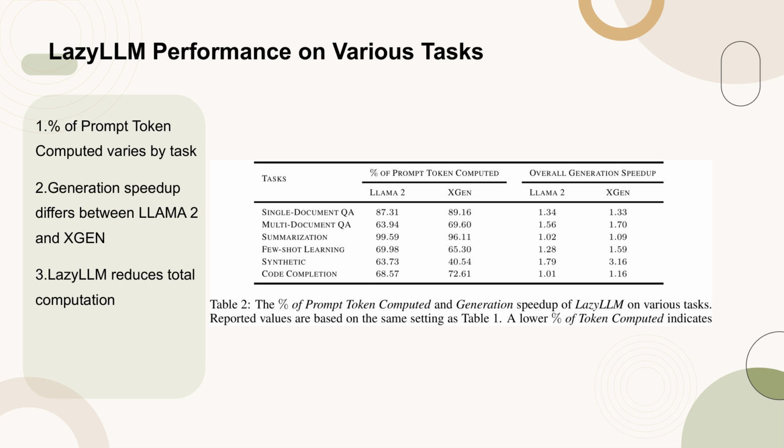Table 2 presents the percent of prompt token computed and generation speedup of LazyLLM across various tasks. The percent of prompt token computed shows variability across tasks, indicating that LazyLLM does not always utilize all tokens. Generation speedup is observed to differ significantly between Llama 2 and XGen models. This reduction in computation by LazyLLM contributes to an overall speedup in the generation process.